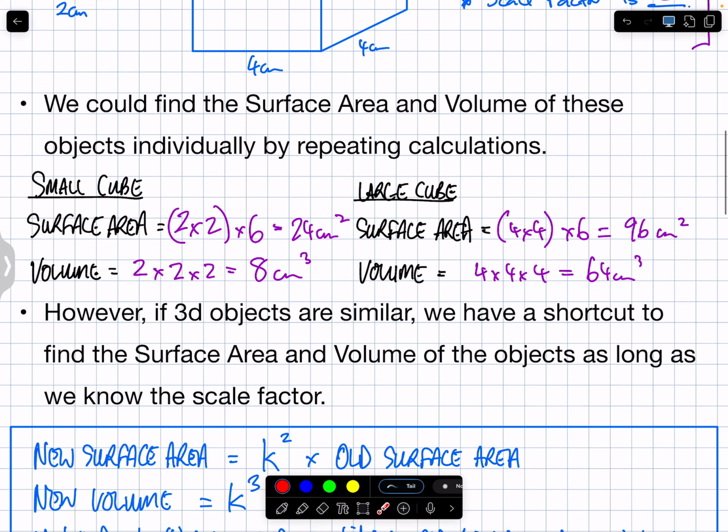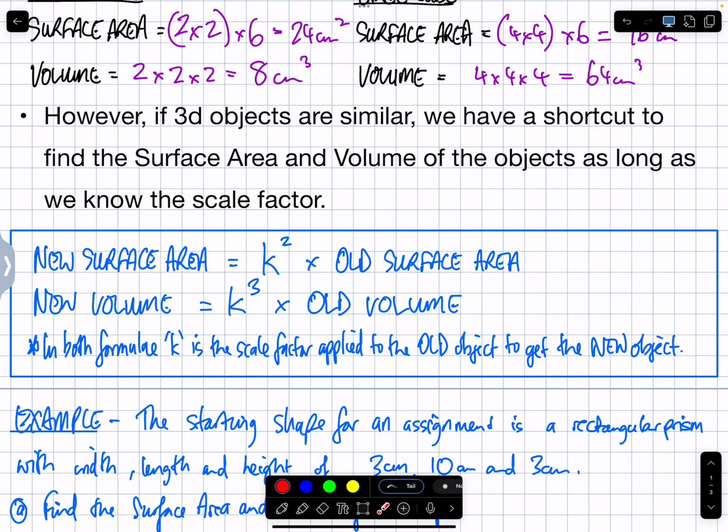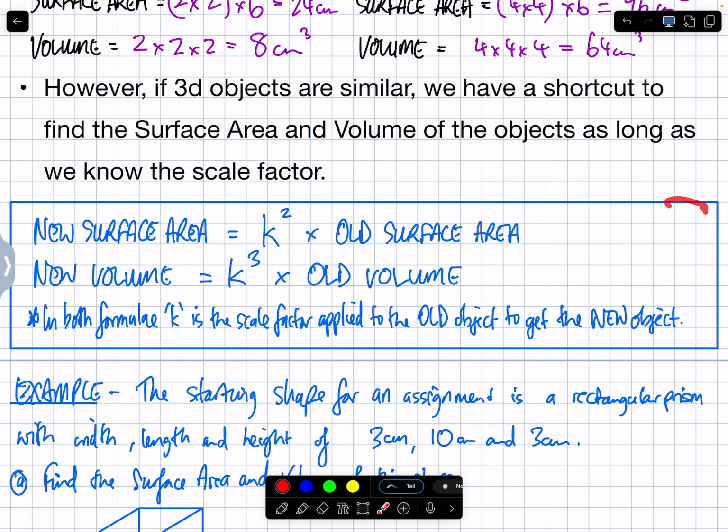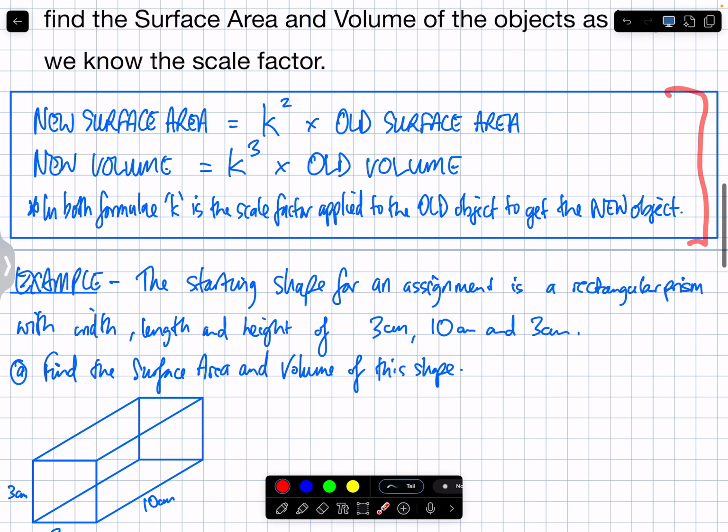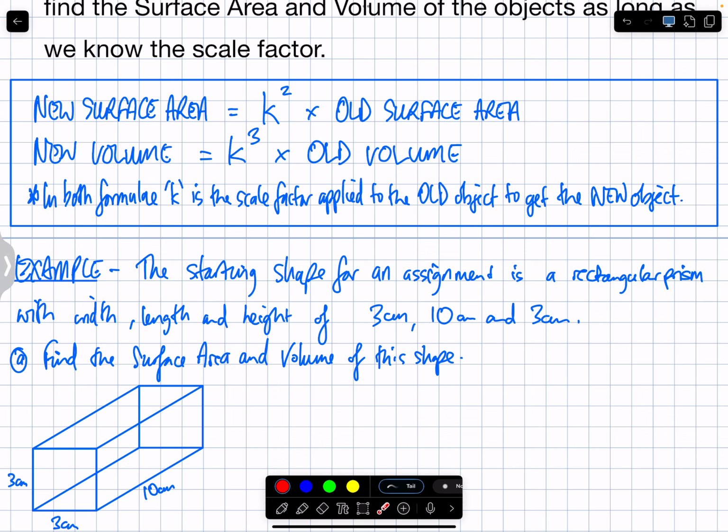Why not just teach it? So if 3D objects are similar, we have a shortcut to find the surface area and volume of the objects, as long as we know what the scale factor is. So get these 2 shortcuts down. New surface area is equal to k squared times by the old surface area. And new volume is equal to k cubed times by the old volume. And in both formulae, k is the scale factor applied to the old object to get the new one. Get that boxed. You're going to be hammering that for your assignment.